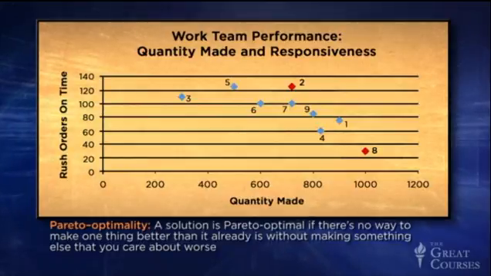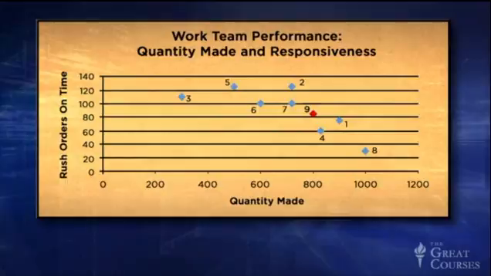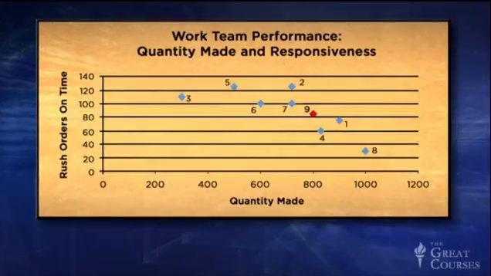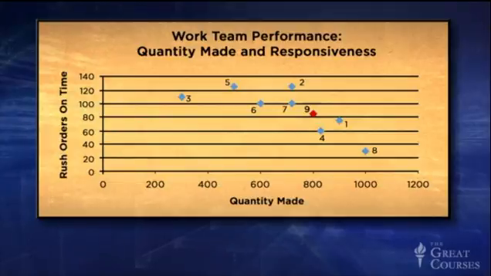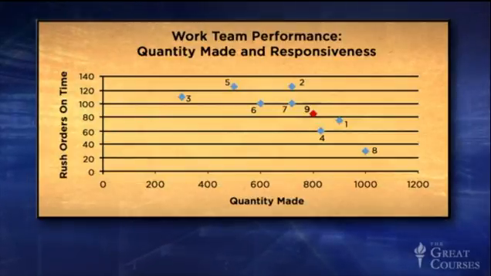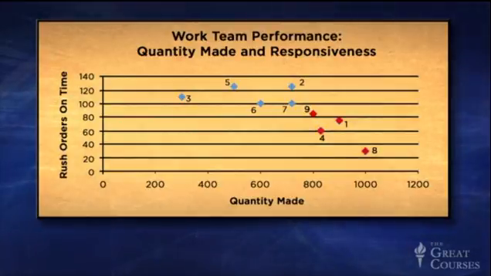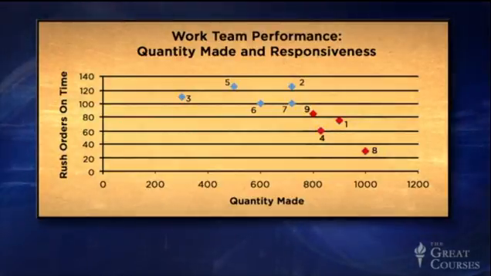But let's take this idea a bit further. Look at Team 9. Should I consider this team to be efficient? After all, our notion of efficiency is kind of a best in class. There are only 3 teams that make as many or more units as Team 9, namely Teams 1, 4, and 8. And none of them has as high a responsiveness score.